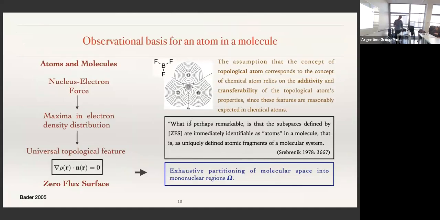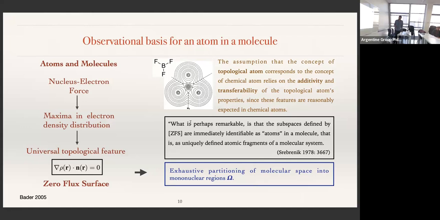Well, Bader also offers an observational or experimental basis for the concept of atom in a molecule. He says that in the case of a chemical system, particularly atoms and molecules, the dominant force is the nucleus-electron force. Thanks to this fact, the morphology of the electron density is dominated by maxima. And this morphology reveals the presence of a universal topological feature, that is, the presence of zero flux surfaces.